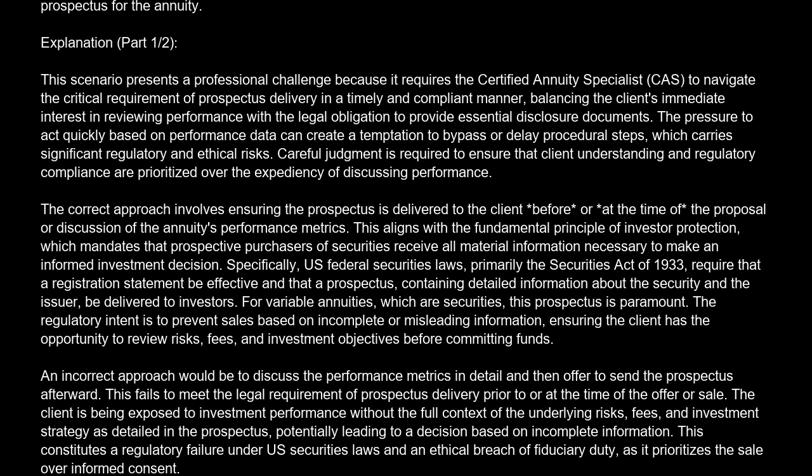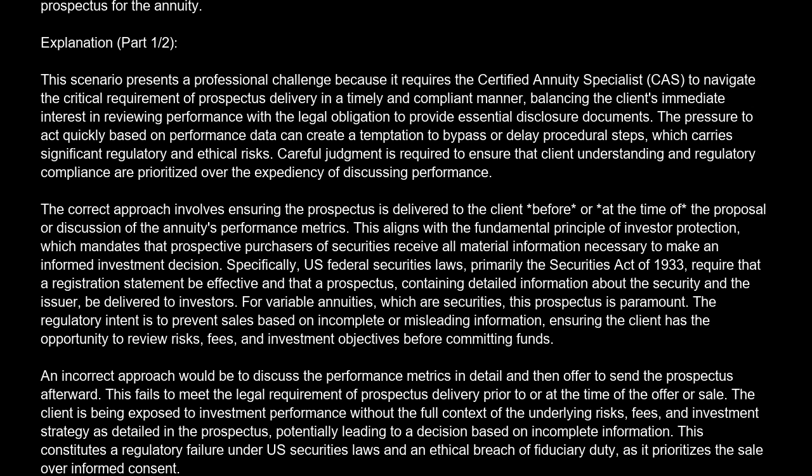The correct approach involves ensuring the prospectus is delivered to the client before or at the time of the proposal or discussion of the annuity's performance metrics. This aligns with the fundamental principle of investor protection, which mandates that prospective purchasers of securities receive all material information necessary to make an informed investment decision. Specifically, U.S. federal securities laws, primarily the Securities Act of 1933, require that a registration statement be effective and that a prospectus, containing detailed information about the security and the issuer, be delivered to investors. For variable annuities, which are securities, this prospectus is paramount.